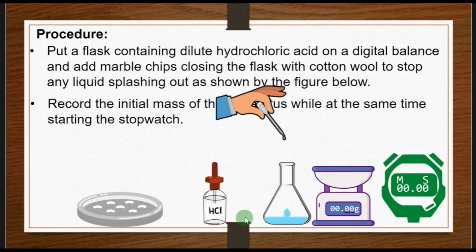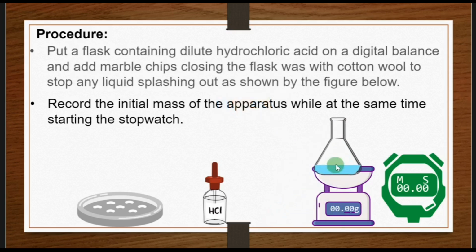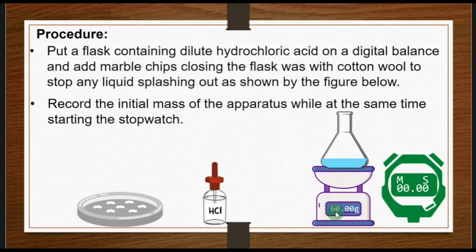Now after that we should put it on the balance, while taking note of the mass, because they're saying record the initial mass. Here it is 00 before we put this one here, and before we start the stopwatch, which is at 00:00 minutes seconds. After putting that, we see the mass here. After putting it there, the mass is 60. Then let's add this, it is 80. So after adding calcium carbonate or marble chips, it has gone to 80.